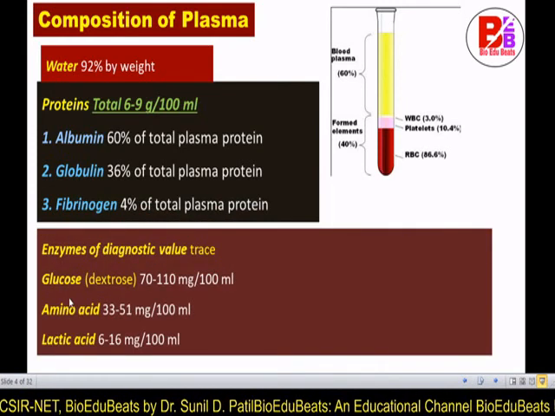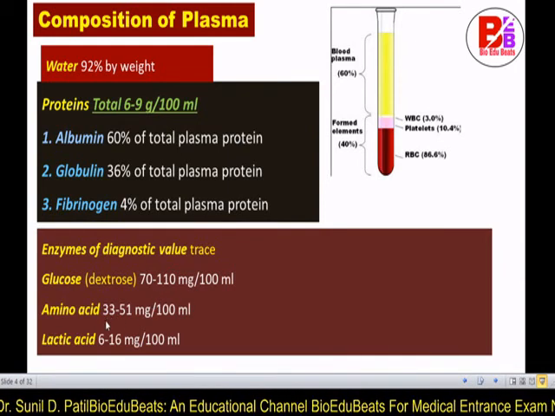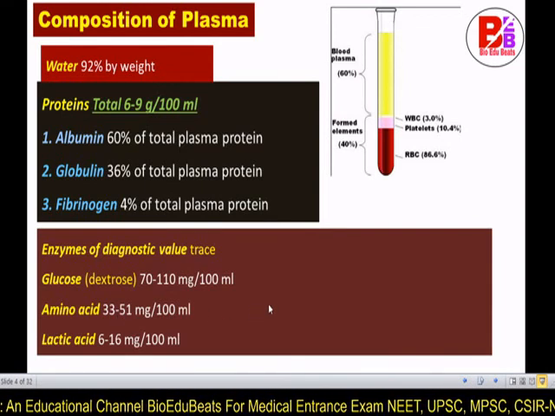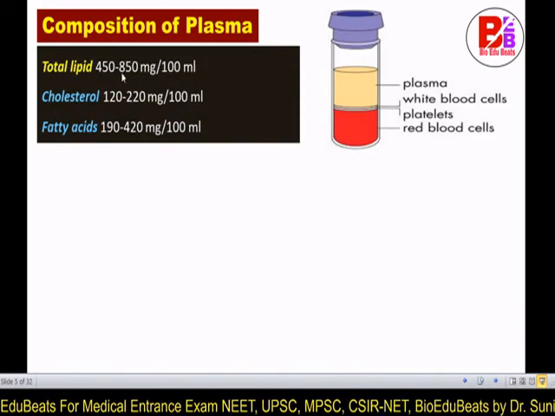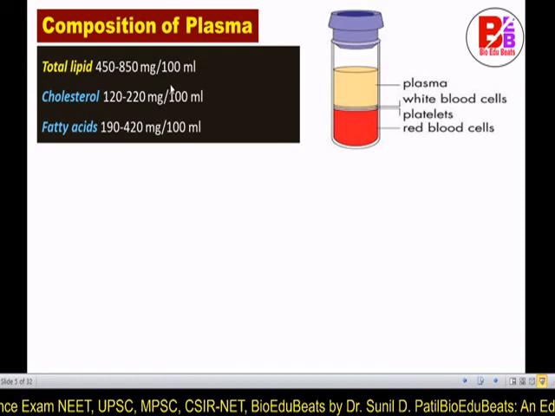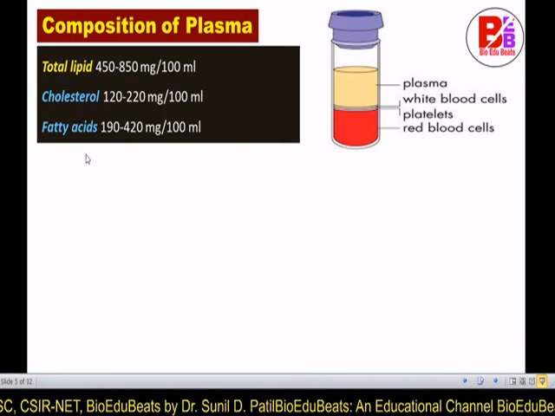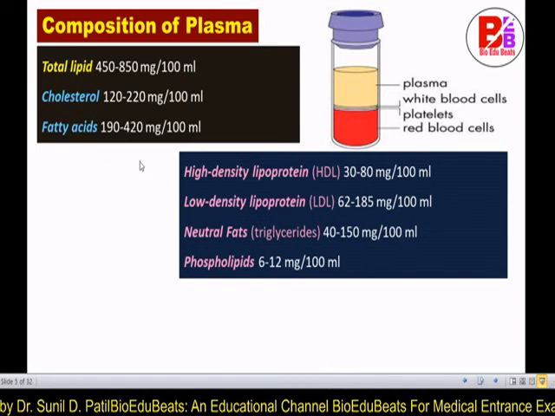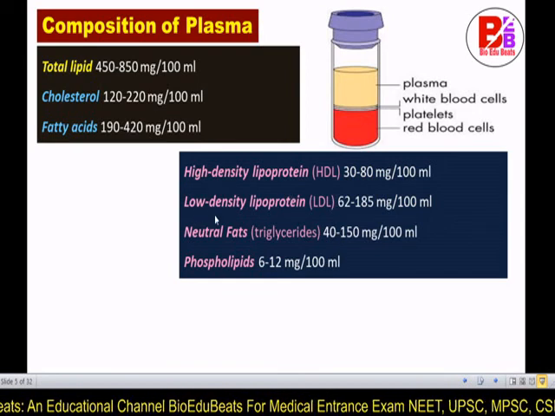The enzymes are in traces: glucose 70 to 110 milligram per 100 ml, amino acids 33 to 51 milligram per 100 ml, lactic acid 6 to 16 milligram per 100 ml. Then other constituents of the plasma, including the lipids, total lipids 450 to 850 milligram per 100 ml. Out of that, cholesterol is 120 to 220 milligram per 100 ml, fatty acids 190 to 420 milligram per 100 ml. Then lipoproteins, they are either HDL, high density lipoprotein, or low density lipoprotein.